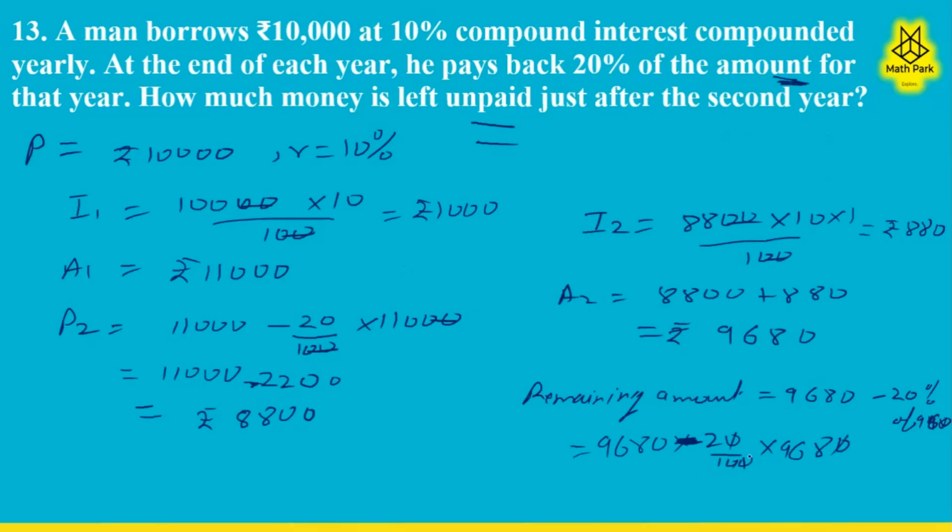So which we get as 968 into 2, let us do 9,680 minus, 2 8s are 16, carry 1, 2 6s are 12 plus 1, 13, carry 1, 2 9s are 18 plus 1, 19. So 9,680 minus 1,936, which is rupees 7,744 is left unpaid just after the second year. So this is how we have completed exercise 2C, children.